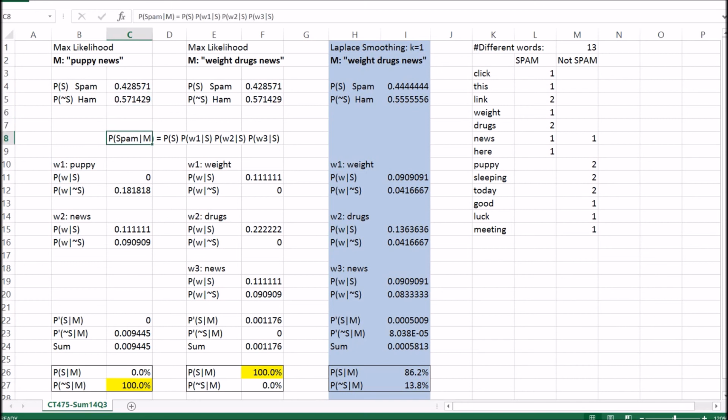Our overall formula is the probability of spam given a message is first the prior probability of spam by the probability of word 1 given spam by the probability of word 2 given spam, and so on. So we need to come up with the probabilities of all those words given spam.